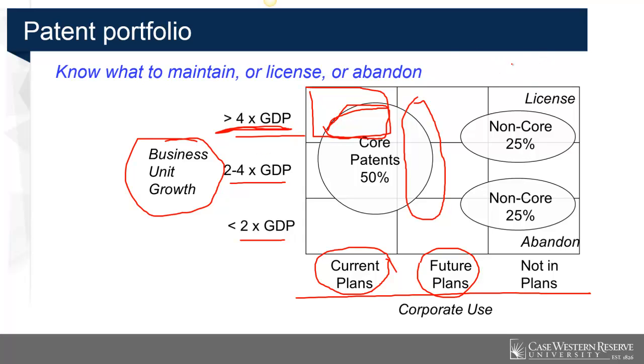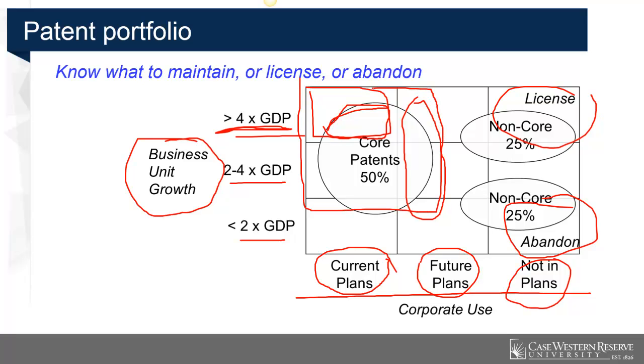And maybe what you're going to do is take things that are not in your plans, right? So technologies that are not in your plans, and if it's not in your plans and it's non-core, license it out, right? Or if it's not in your plans and it's not core, just simply abandon it. It's hard for people to do that, but basically what you really want to do is stick in this zone and have your core patents align with your business unit growth and your corporate plans in a meaningful way.